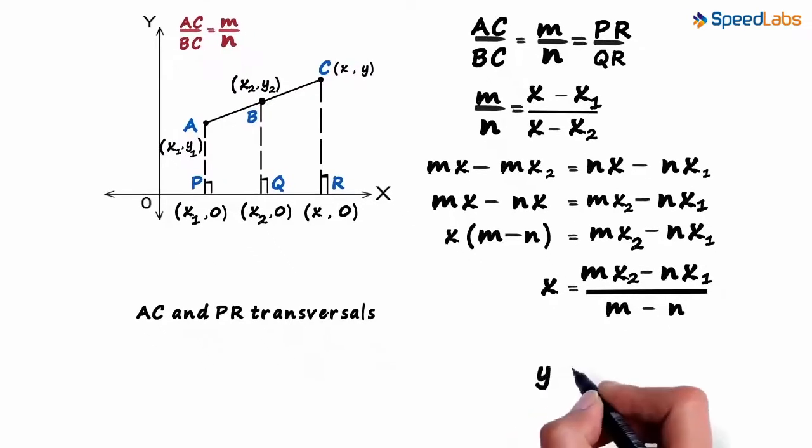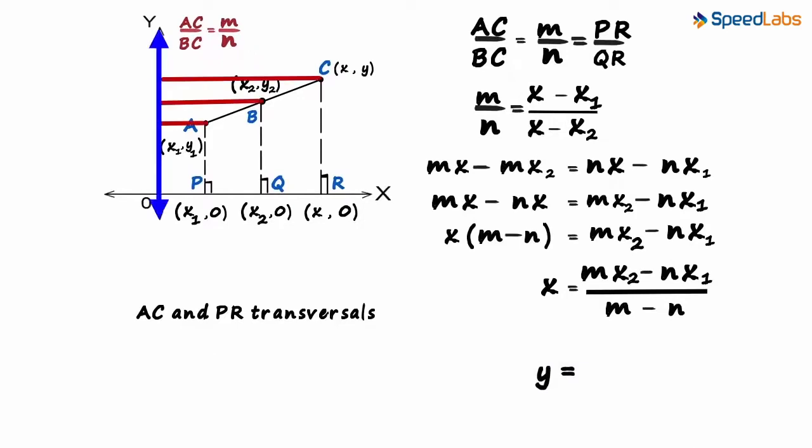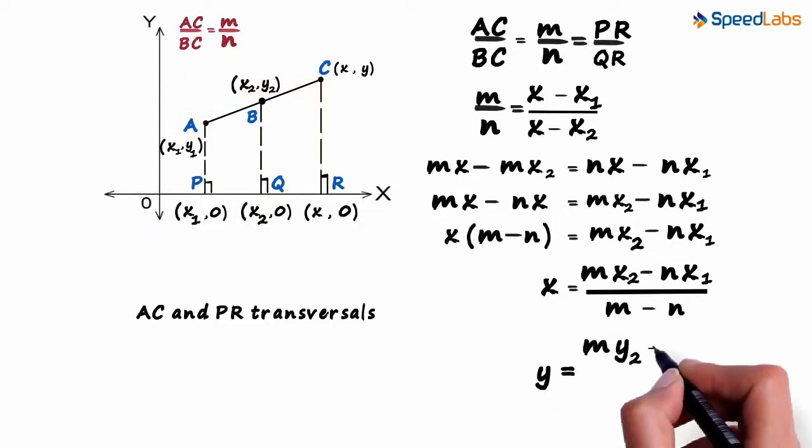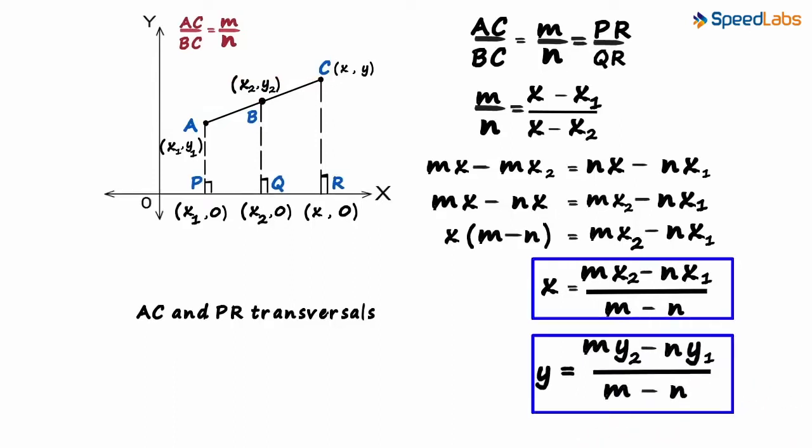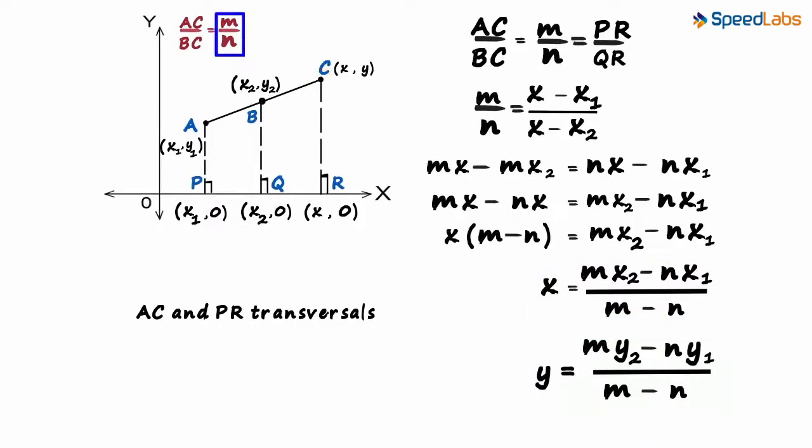What about the y-coordinate? By drawing perpendiculars to the y-axis in a similar manner as before, we get the y-coordinate as my2 minus ny1 divided by m minus n. These two are the coordinates of point C. Given the ratio of m:n and the coordinates of the endpoints of the line segment, we can find the coordinates of the point that externally divides the segment.